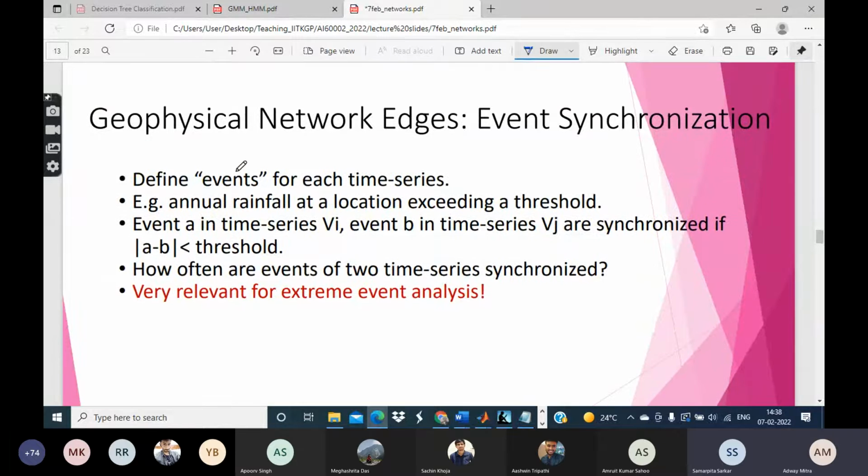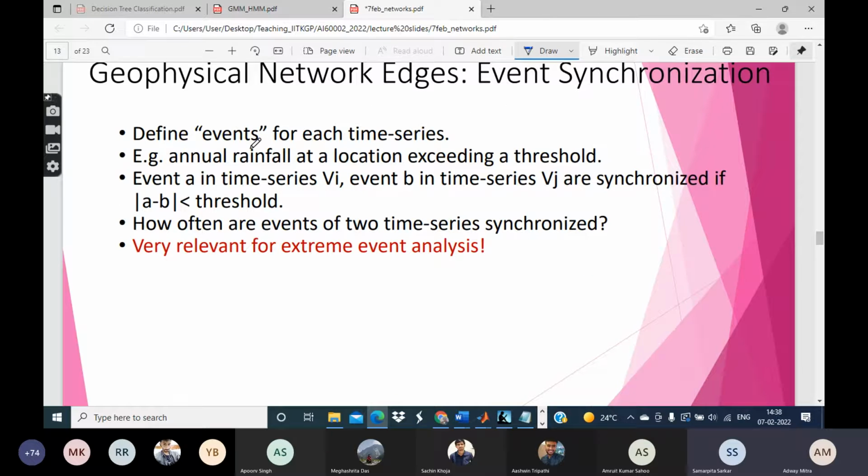Yet another very useful and important criterion for identifying these kinds of network edges is what is known as event synchronization. So we can define events for every time series. Events may be defined, for example, if we are measuring a particular variable, as a time point when the observation exceeds a particular threshold.